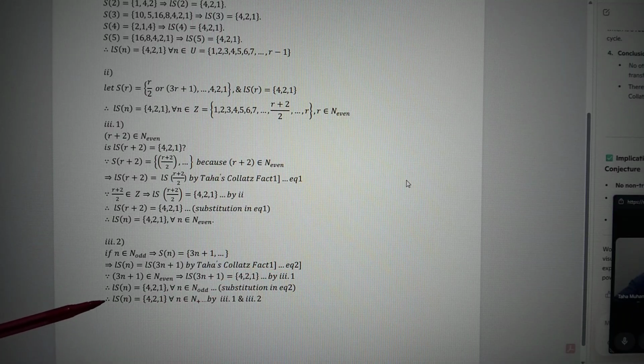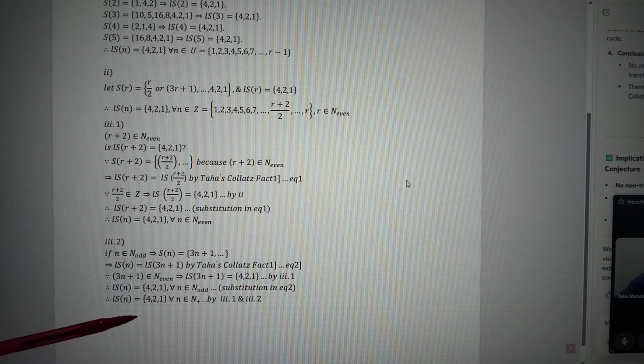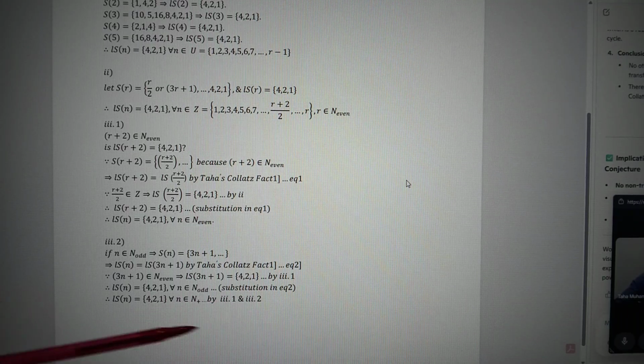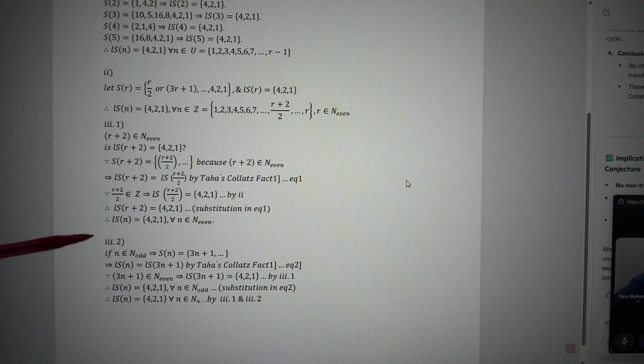Therefore, the loop of any integer is 4 to 1, for all n belonging to the positive integers, by case 1 and case 2.